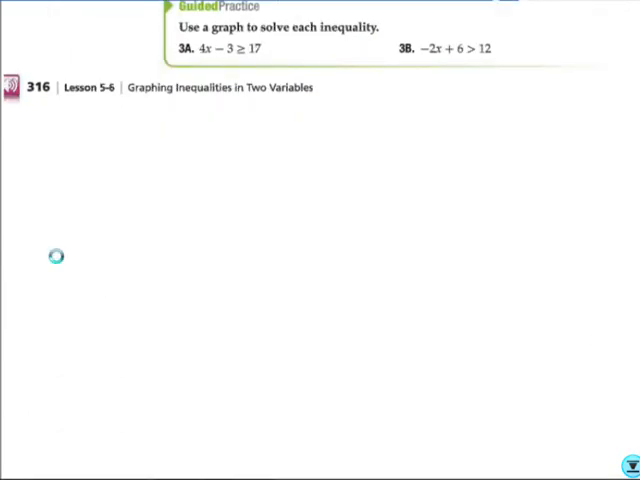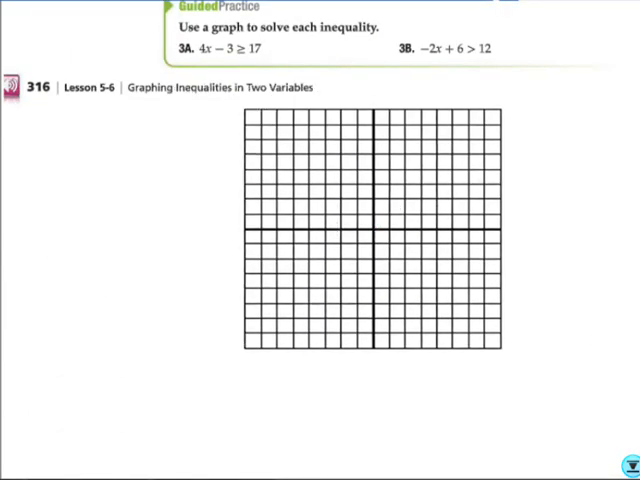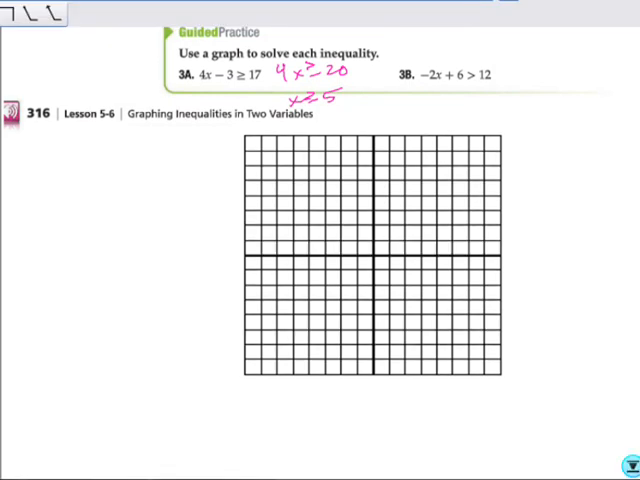If we look at these two, if we look at 3a, first we want to solve for x. So we have 4x is greater than or equal to 20, and x is greater than or equal to 5. So I go to 5, and I put a line. It's greater than or equal to, so my line is solid. Okay, so I go to 5, and I put a solid line right there.